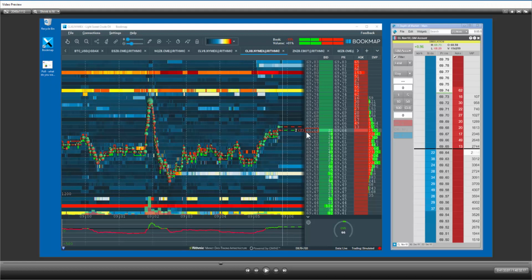Let's compare Bookmap with a regular DOM in this crude oil example. On the right, I have a traditional DOM from a popular trading platform. On the left, I have Bookmap. More volatile markets such as crude can be rather challenging to read in a regular DOM. This is because price moves so quickly.